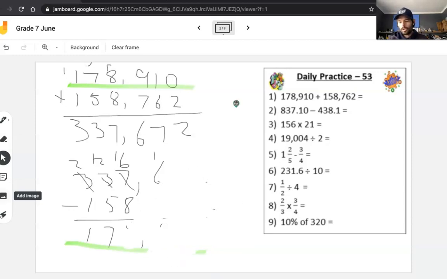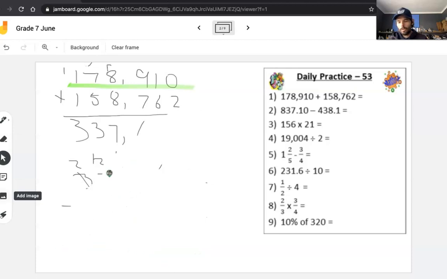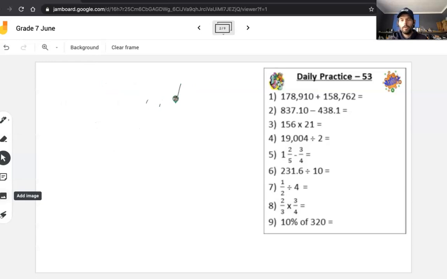Right, your next question, question 2, is a subtraction of decimals. Okay, and if we write that down, that's 837,1. And remember, 837,1 is exactly the same as 837,10. And then subtract 438,1. And I'm going to just put in the 0 so that everything balances out.